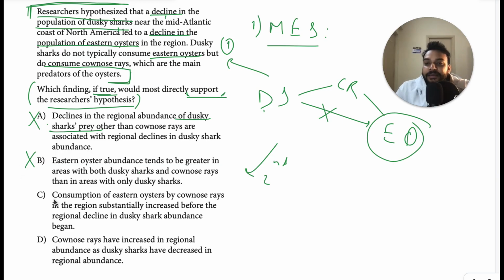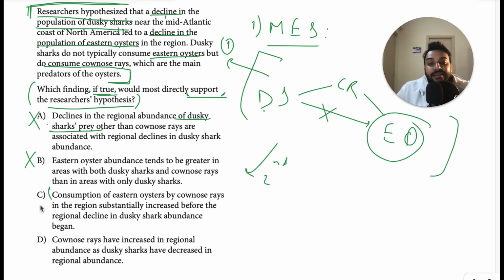Option C: consumption of eastern oysters by cow-nose rays in the region substantially increased before the regional decline in dusky shark abundance began. The first part of this option is correct. You already got the meaning of the passage. Those were hardly four or five lines, and we've condensed them into this form. Now they're saying consumption of eastern oysters by cow-nose rays has substantially increased. When will this substantially increase? When the population of cow-nose rays substantially increases. When will that increase? When the population of sharks starts declining.